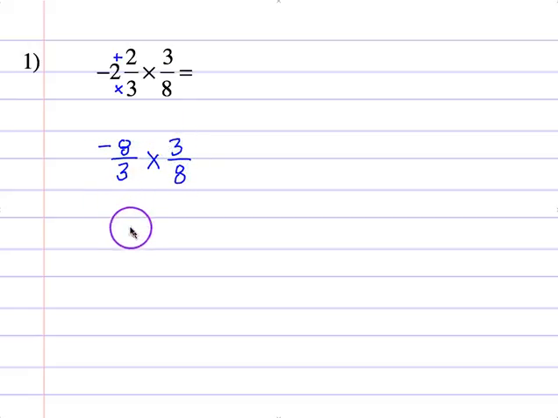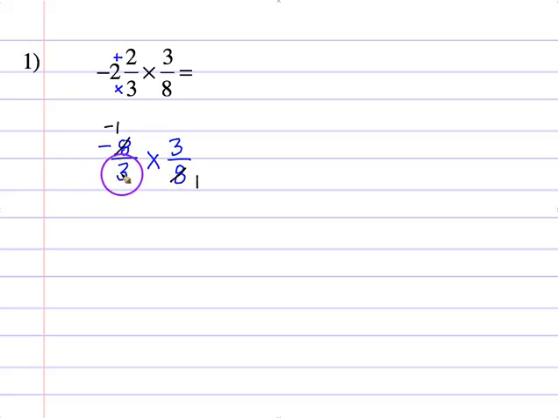At this step, what I'm going to do now is check to see if I can cross cancel. So I'm going to look at the numbers across from each other. Do 8 and 8 have anything in common? The answer is yes, they both have an 8 in common. So negative 8 divided by 8 becomes a negative 1. 8 divided by 8 becomes a 1.